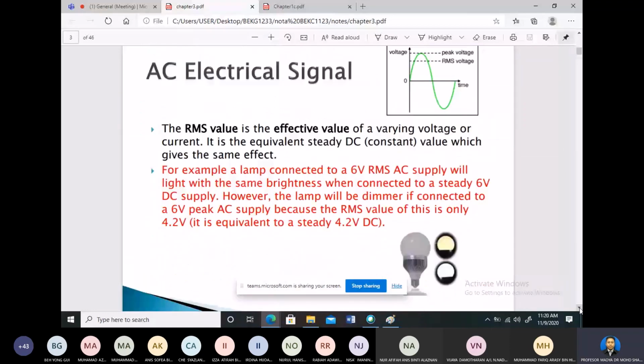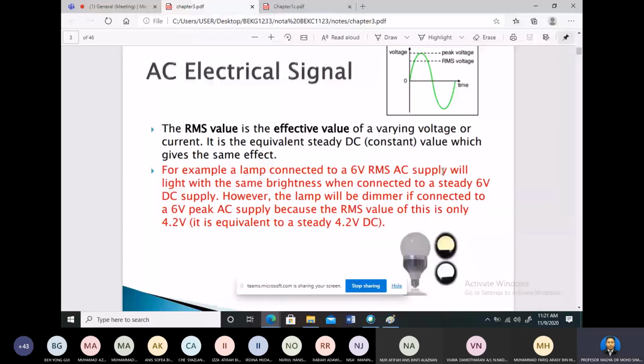Okay, so you can see this one. The RMS value is the effective value of the varying voltage or current, which is equivalent to a steady DC constant value that gives the same effect. For example, a lamp connected to 5 volt RMS AC is equivalent to a 5 volt DC supply. You have to remember this one.